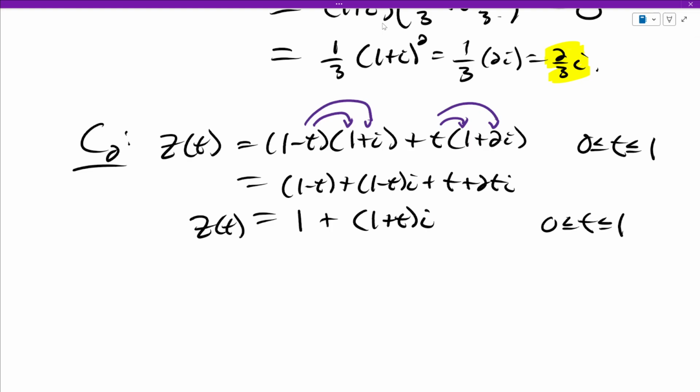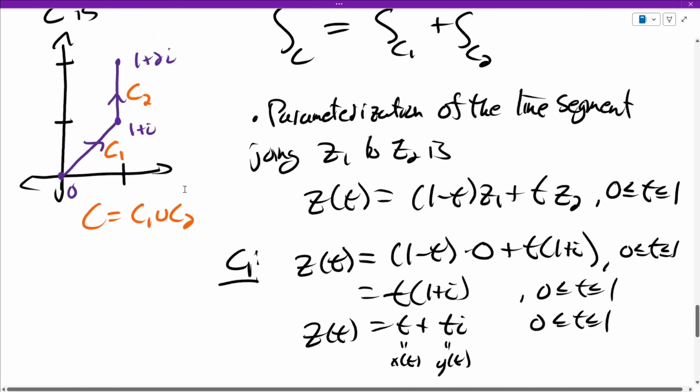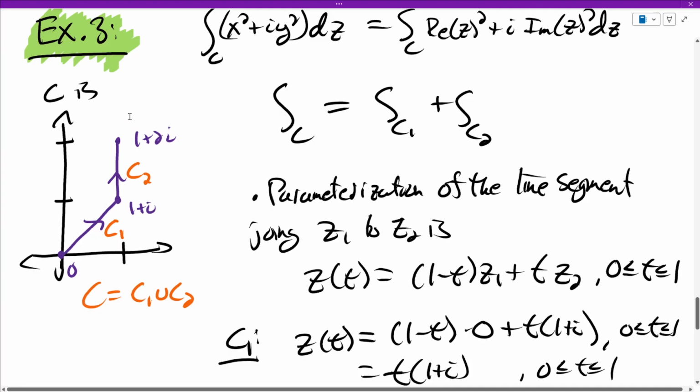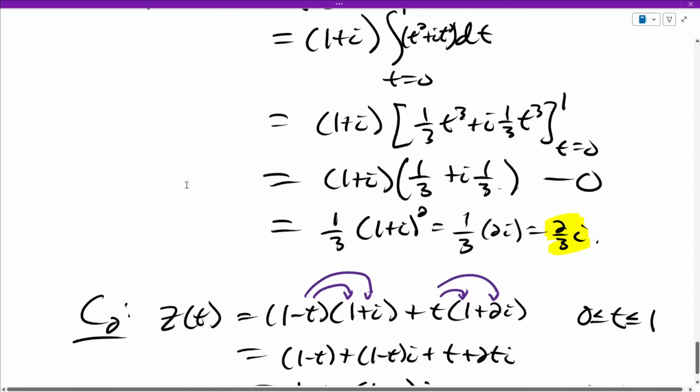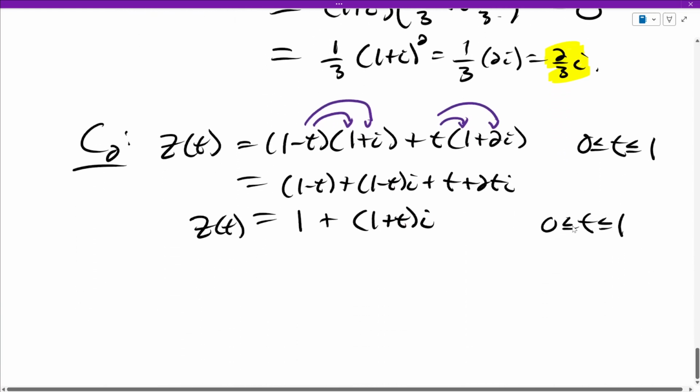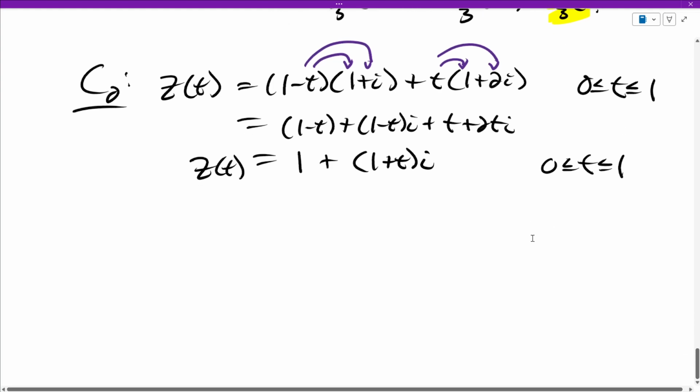Now again, we didn't have to use the straight line parameterization. We could have just said, hey, my x-coordinate has to always be 1 if I'm going to stay on this vertical segment, and my t value needs to increase from 1 to 2. So you could have used 1 plus ti, where t instead varies from 1 to 2. It has the same effect.